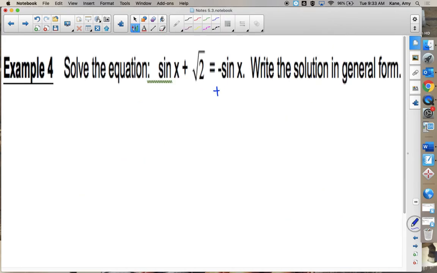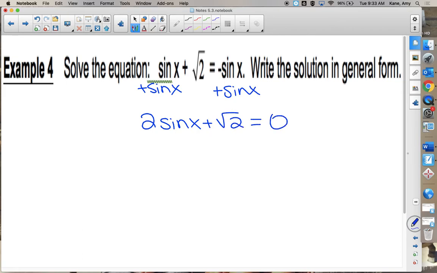So if we add this sine to the other side, how many sines do we have? 2. X plus x is 2x. Sine plus sine is 2 sine. And now it's equal to 0. We added the like terms together, so it's equal to 0. We still need to isolate the variable, which means this needs to be by itself. We need to isolate that entire function.